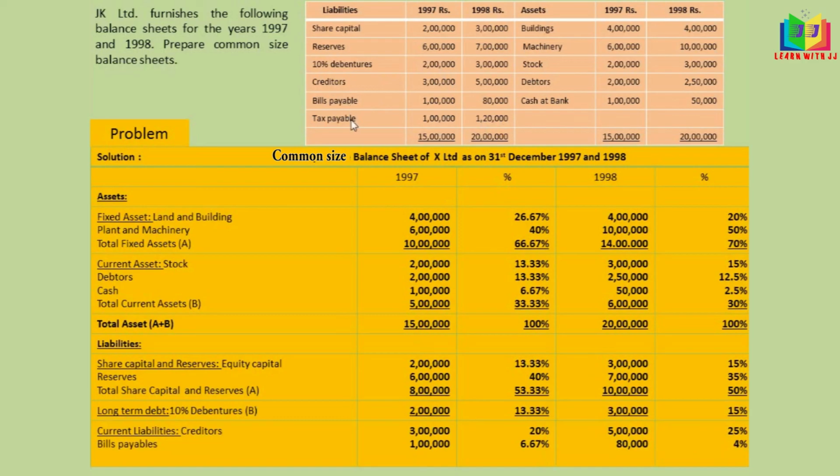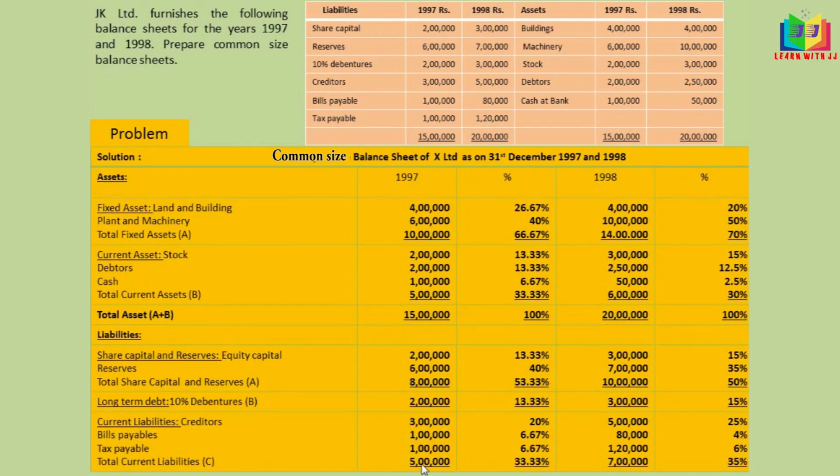Okay, and at last we have tax payable. This is also a current liability. So 1 lakh divided by 15 lakh will get 6.67%, and 1 lakh 20 divided by 20 lakh will get 6%. Okay, now we have to total these current liabilities. Yes, the total of the current liability is 5 lakh. So again this 5 lakh is to be divided by the 15 lakh, and this 7 lakh is to be divided by 20 lakh. We'll get 35%, and here 33.33%.